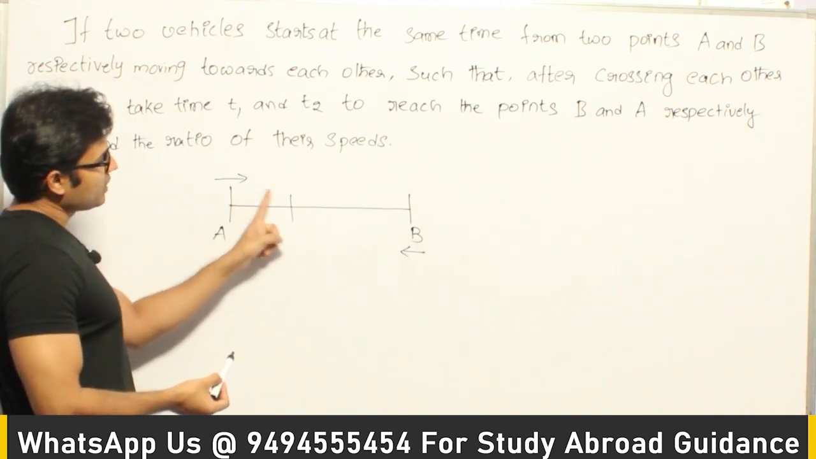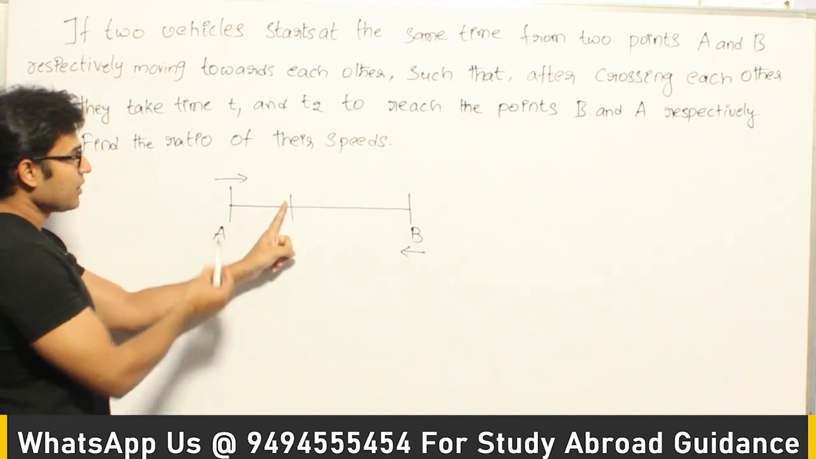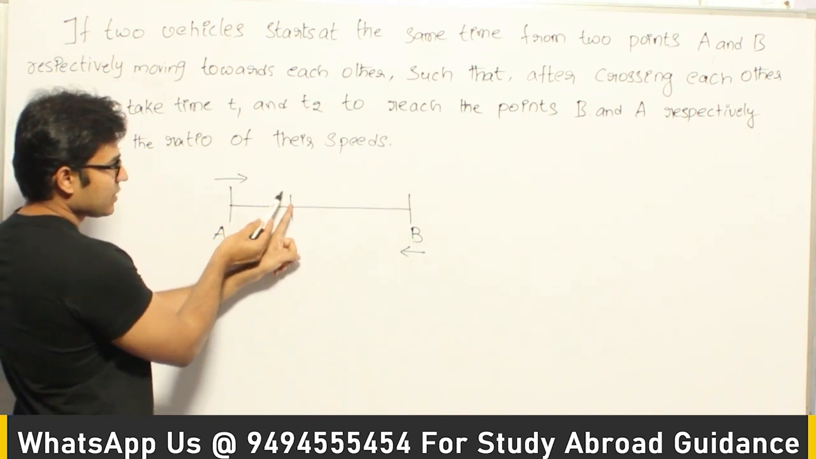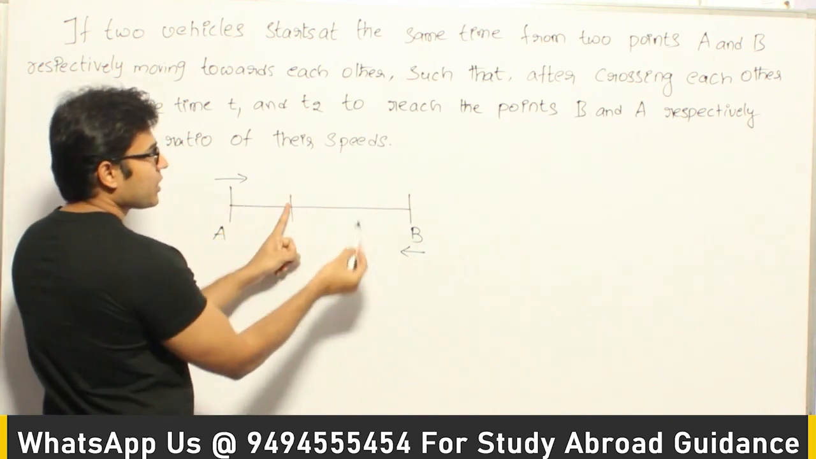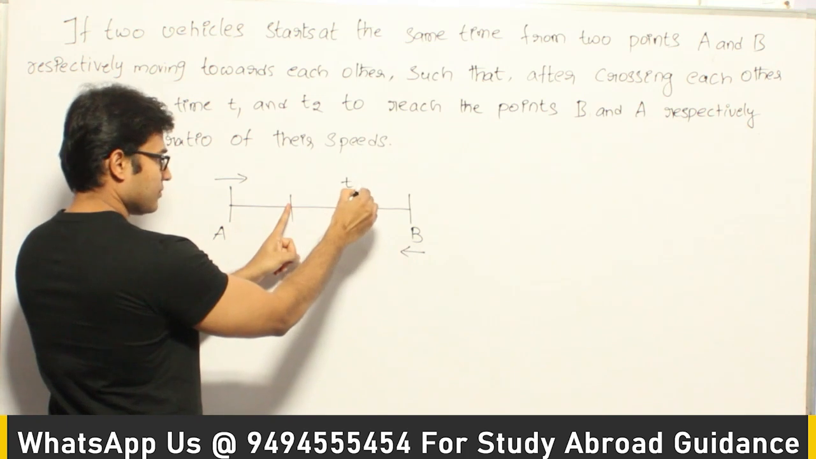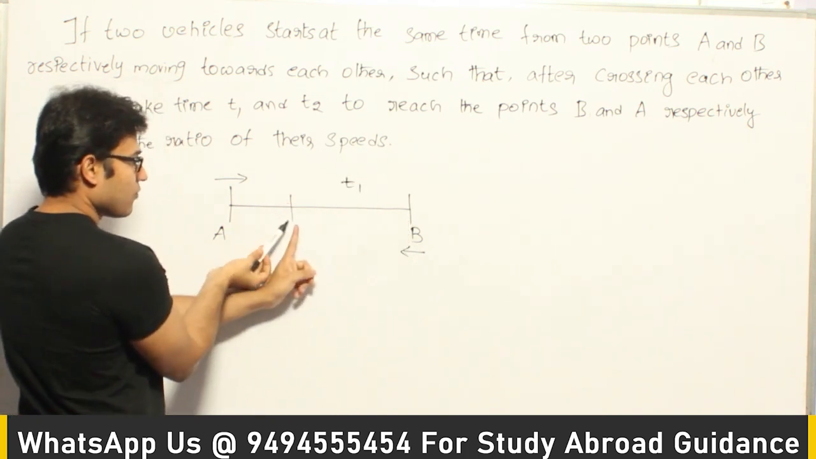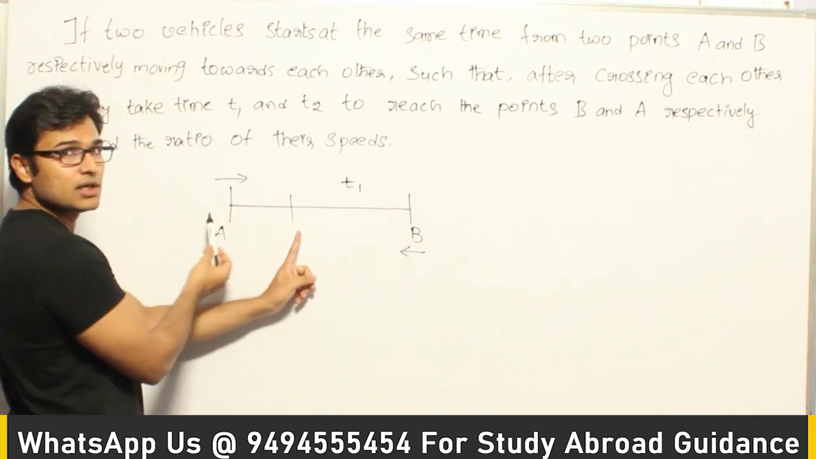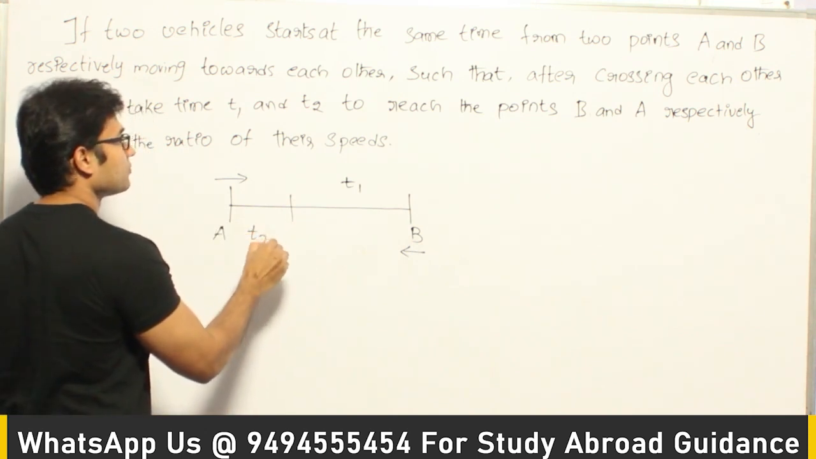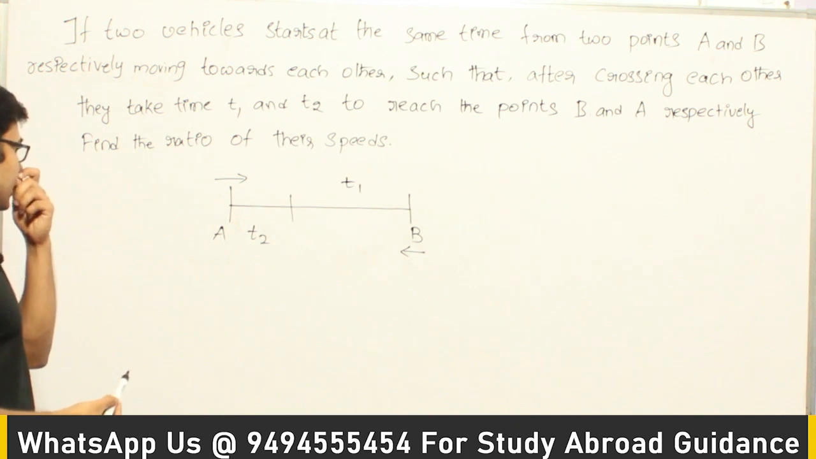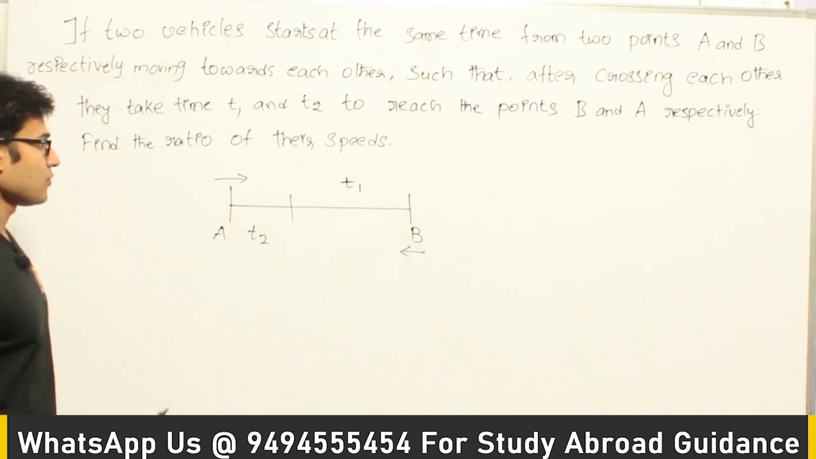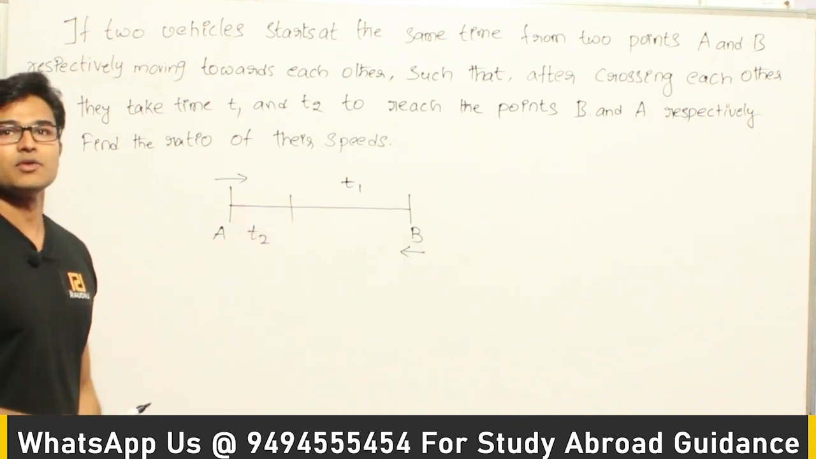And after meeting at this point, the vehicle which is coming from side A will reach the other point by taking a time t1, and the vehicle which has reached this point will reach B by taking a time t2, right? Then they are asking us what will be the ratio of their speeds in terms of t1 and t2, right?